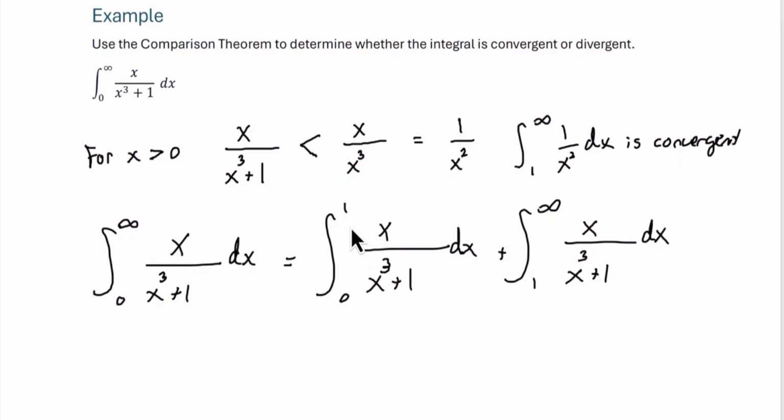This first integral is just a constant. We have finite upper and lower limits, so we know this is going to converge to a finite number. This piece we just proved is convergent using the comparison theorem. So overall, we can say that the original is convergent.